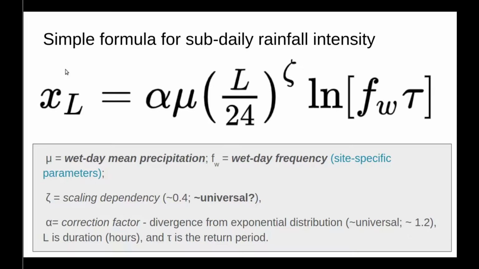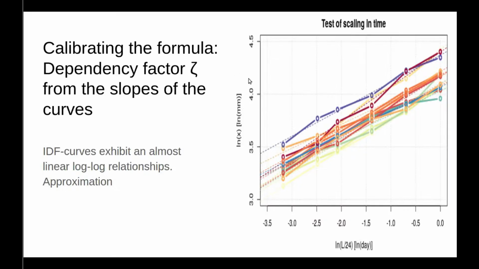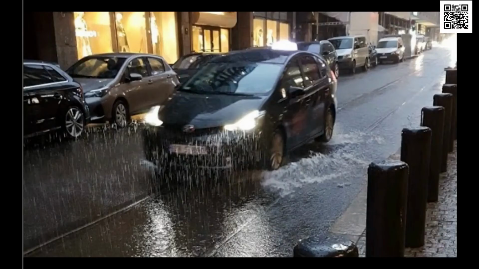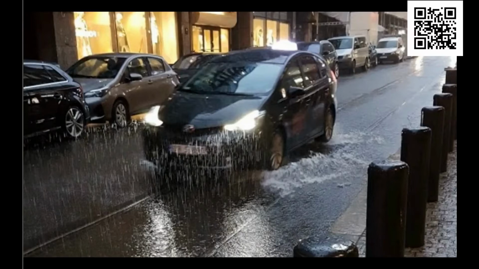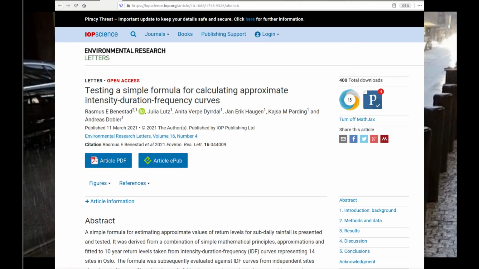If we plot the log of return level against log of timescale L, then we expect to see almost linear curves with a slope zeta. So when we do actually plot the return levels against the timescale, these are for 14 sites in Oslo. We see that the relationships are almost linear, and also we can get an estimate of the slopes. And then from that we can derive zeta, and this is in a way a downscaling with respect to time, but we also can use this formula to downscale IDF curves for the future.